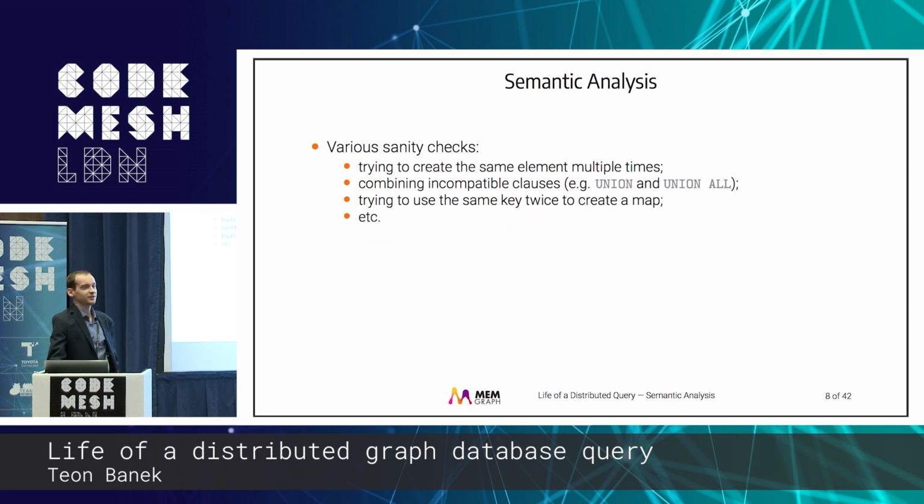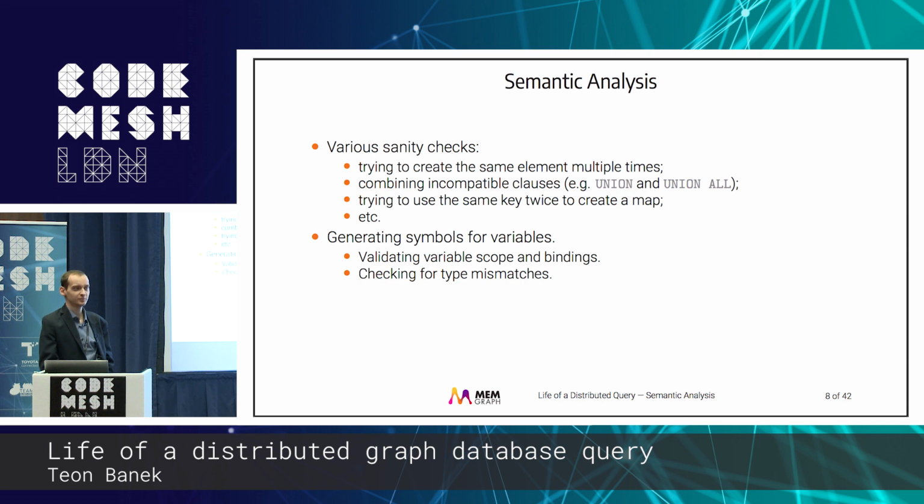So next up is semantic analysis. Basically, here we perform various sanity checks, like whether the user is trying to create the same element multiple times, in which case we will raise an error. Similarly, with combining clauses which aren't compatible, like union and union all. We also detect other errors which haven't been detected before, like trying to create multiple same keys in the same map. But most importantly, we generate symbols for variables.